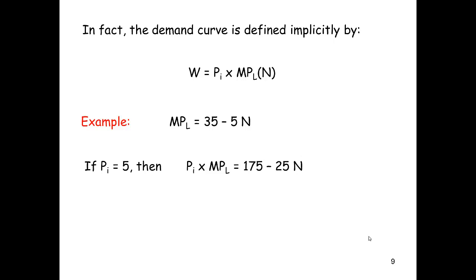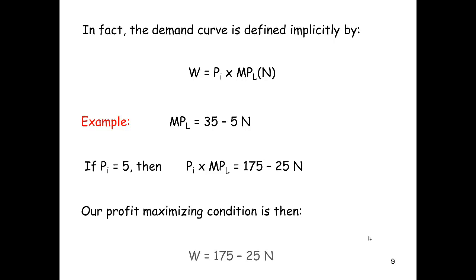So if the price of output for this firm is 5, then the value of marginal product, which is the price times the marginal product, is just going to be equal to 175 minus 25 times the number of workers. Our profit maximizing condition for this example is then wage should be equal to 175 minus 25 times n. So we've implicitly defined a demand curve there.